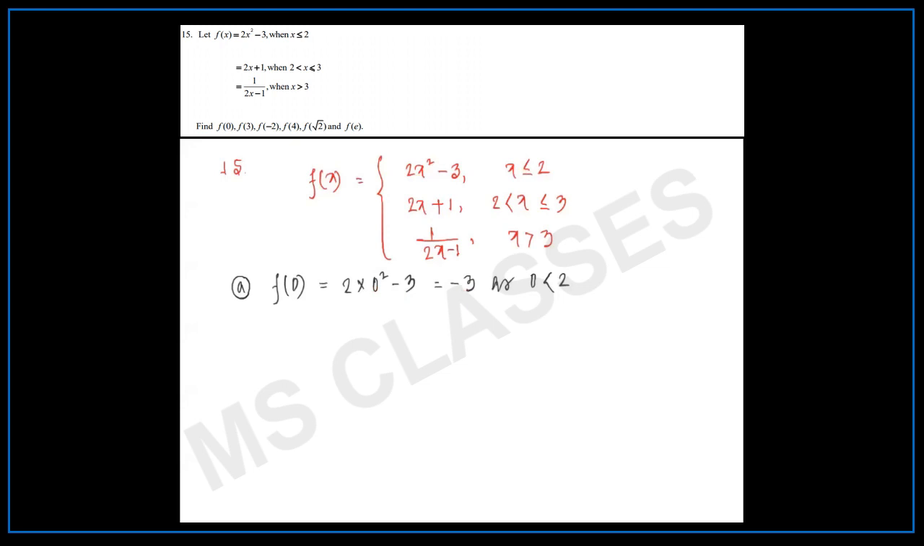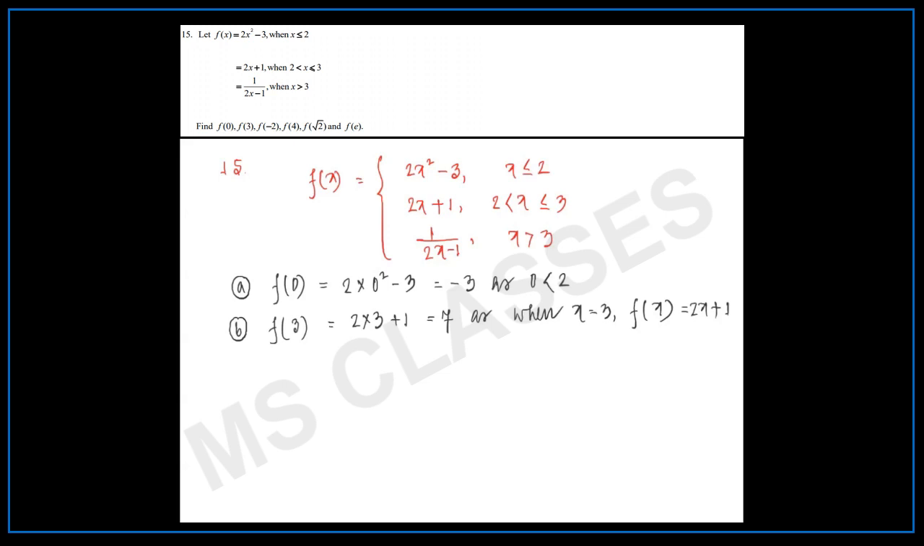Now we move on to the next part, f(3), which we take as subpart B. f(3) will be 2 × 3 + 1, which is 7, as when x equals 3, f(x) equals 2x + 1.